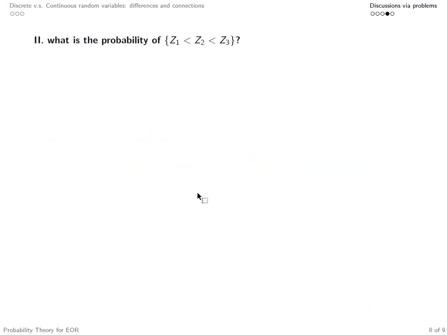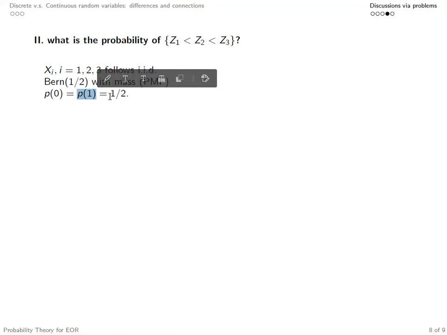Let's consider the second question. Suppose we have three IID random variables here, Z1, Z2, Z3. What is the probability that we happen to have this order? Let's consider the first case, where Xi follows an IID Bernoulli distribution with success rate half, and thus each of them has an identical PMF. The probability mass function takes value equal to 0 or 1, each with half probability.